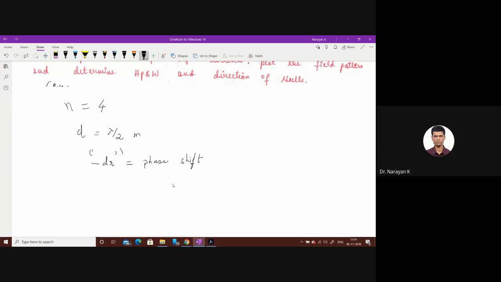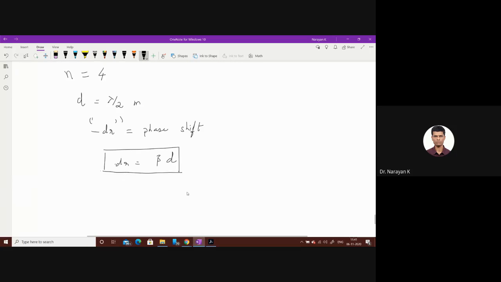So please write down, dr is nothing but beta into d. This is what is given in your textbook, John D. Kraus. Please write down dr is equal to beta into d. Okay. So your minus dr will be equal to minus beta d. Agreed? Yes, sir. Okay.